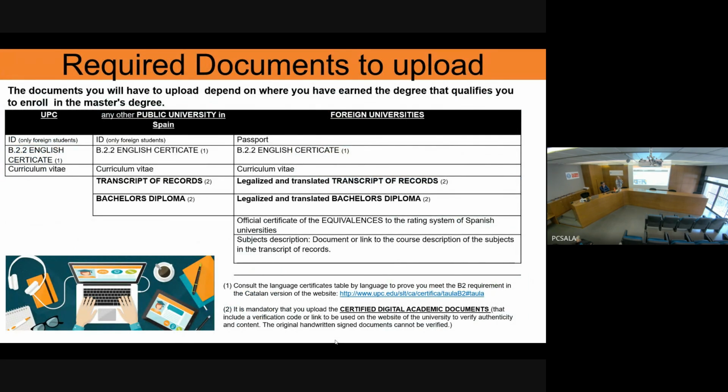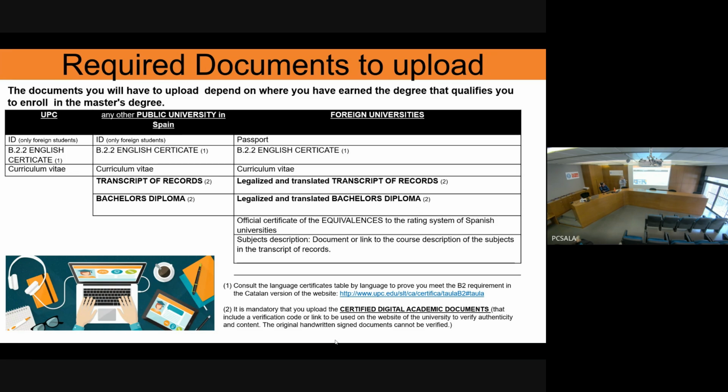And then once this is done, you need to upload some documents. It really depends on where you earned your bachelor degree. If you are from the UPC, of course, all the academic details we already have, so it's not necessary for you to upload anything. We just ask you to upload a curriculum vitae, because this is very important for the admission committee to know about your background and your interests. And also the English certificate, at least B2 level, which assures that you can follow the master degree, which is all taught in English. So for the students from the UPC, it's really easy, just upload these two documents.